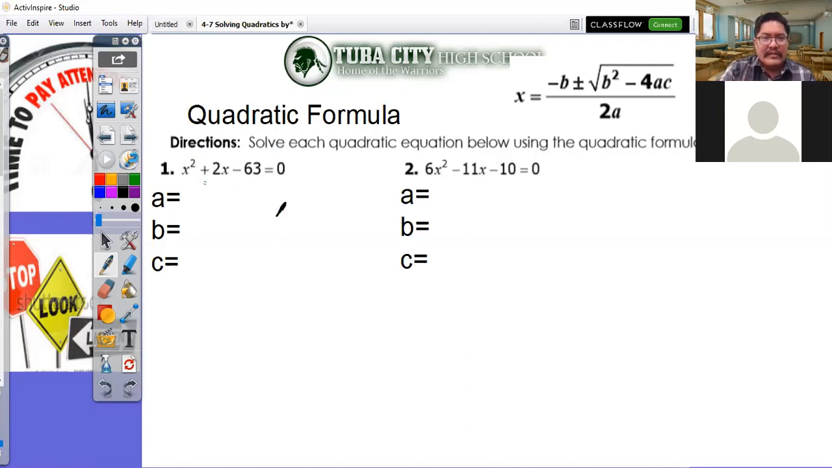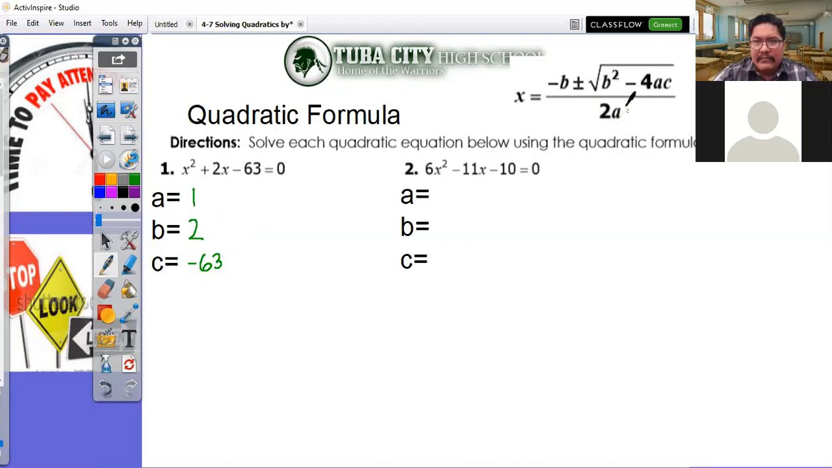First thing we've got to do is look at what is in front of here. This is where A is. Now, if you don't see anything, it's going to be 1, right? Because there's a hidden 1 right there. If there's nothing there, then again, it's 1. And then here, it's going to be 2. So let's get our B value, which is 2, and C is going to be negative 63. So there we go. We have all of our variables, A, B, and C. Now we're going to take these and plug them into our formula here.